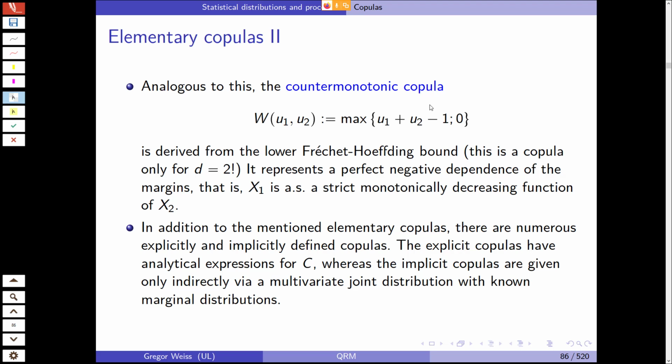And analogously, you have the countermonotonic copula, the lower Fréchet-Hoeffding bound, and it is only a copula for d equal to 2 dimensions. It is perfect negative dependence, in the sense that x1 is almost surely a strictly monotonically decreasing function of x2.